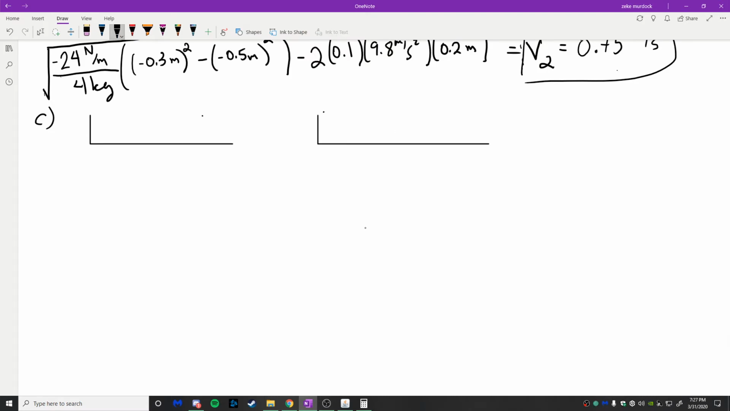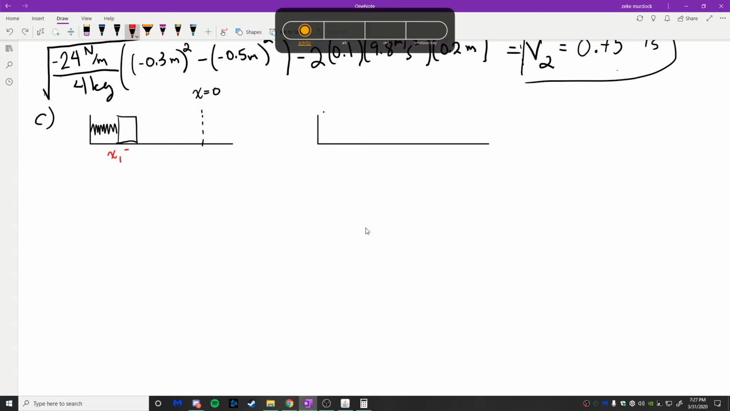So we start off with the block compressed just as before. So it's compressed right here. And now what's going to happen is, if this position is x equal to 0, and this was the initial x coordinate right here, where we said x1 was negative 0.5 meters.